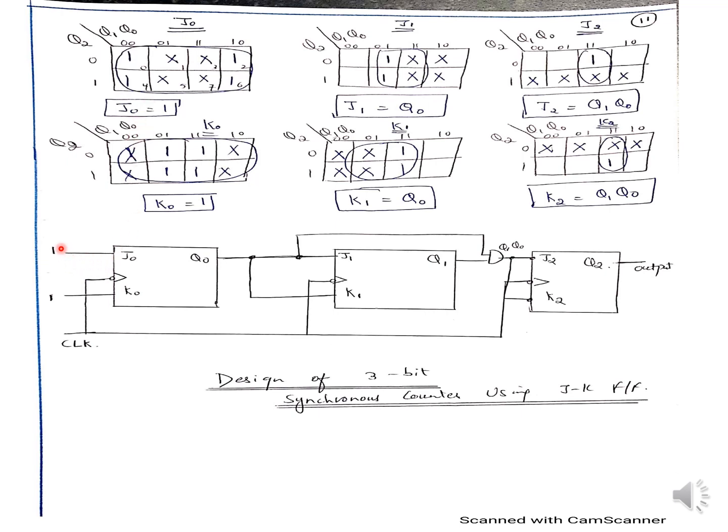So this is my 1. 1 means it is high level. High logic means I have given is plus 5 volts. Okay. What is K0? K0 is 1. So I have given K0 as 1. So J0 and K0 are sorted.